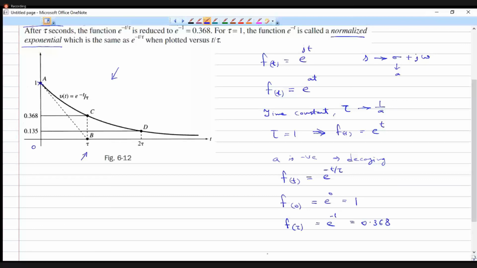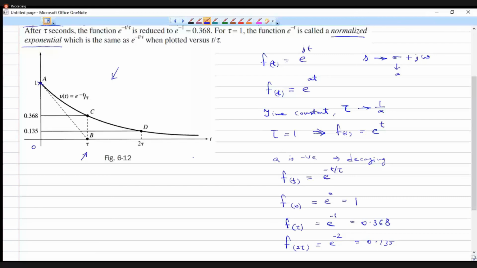Similarly, when t is equal to twice the time constant, it will have an e power minus 2 value, which is also a constant, equal to 0.135. So using this method you can plot any exponential function, or you can find the corresponding values at each of these multiples of the time constant. So that is the significance of time constant. With this theory, you should be able to understand and define what is meant by the time constant of an exponential function.